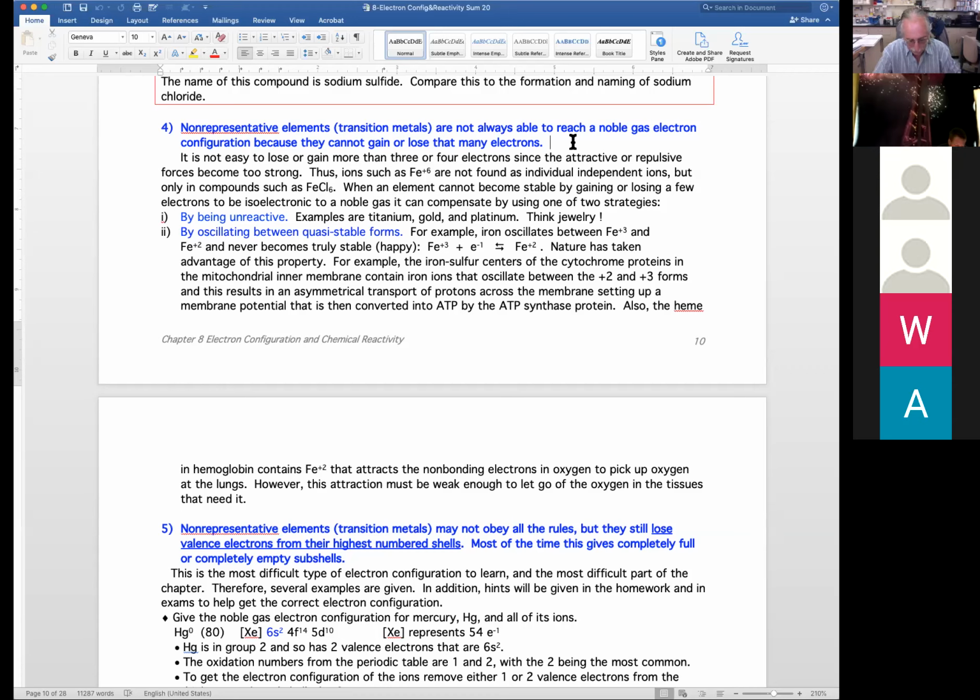But let's take iron, for example. Iron is a metal, so it has to lose electrons, right? How many would it have to lose? It would have to lose, I don't know if you can see this, 1, 2, 3, 4, 5, 6, 7, 8. I mean, like a noble gas. You can't lose that.